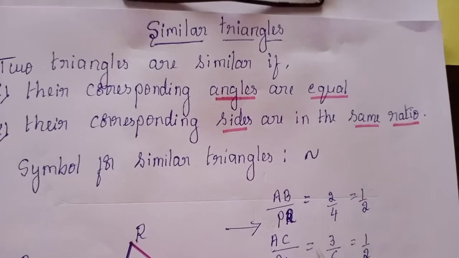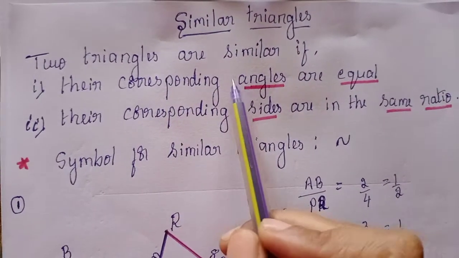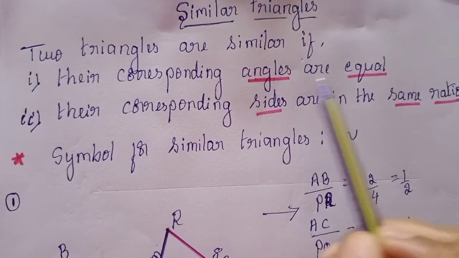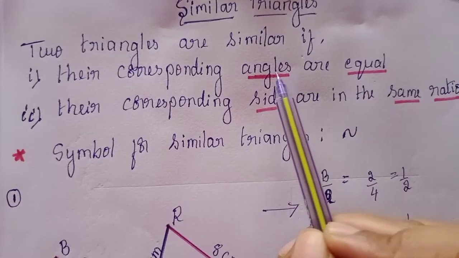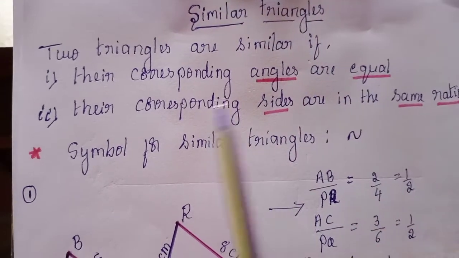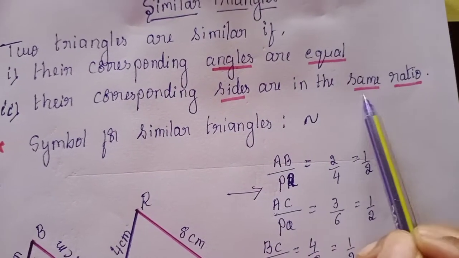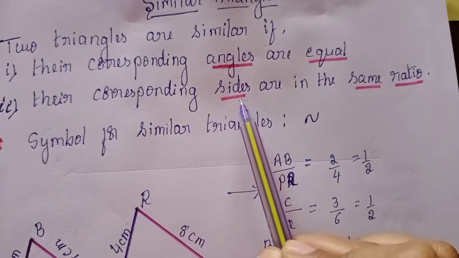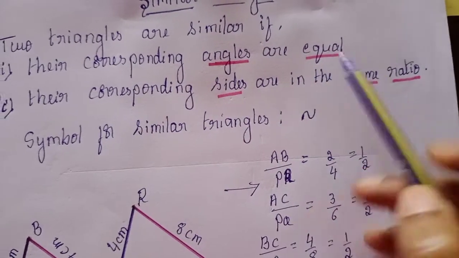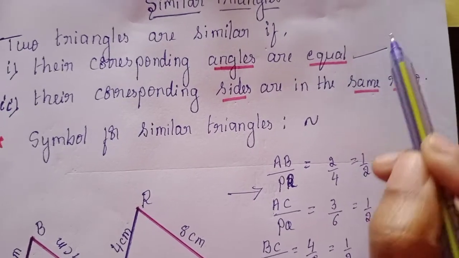Now coming to the exact definition of similar triangles. Two triangles are said to be similar if their corresponding angles are equal. Just concentrate, I have underlined here angles and here equal. The next point is that their corresponding sides are in the same ratio. Just concentrate: sides and same ratio. The angle point is the same for congruent triangles and also for similar triangles.